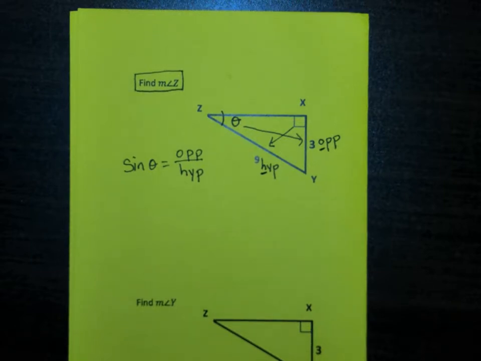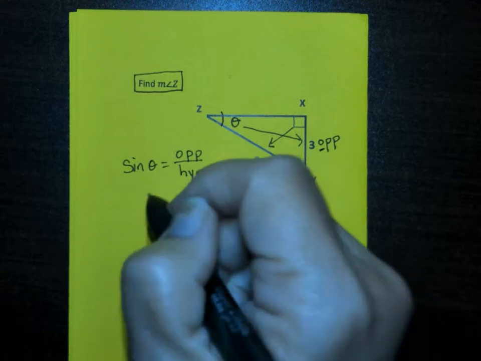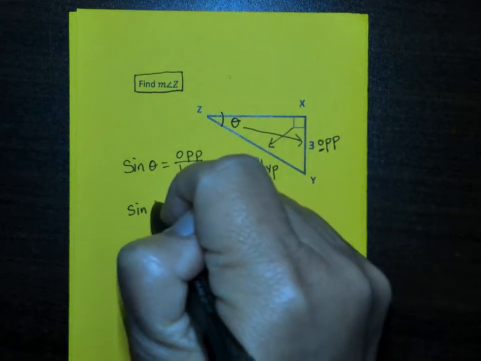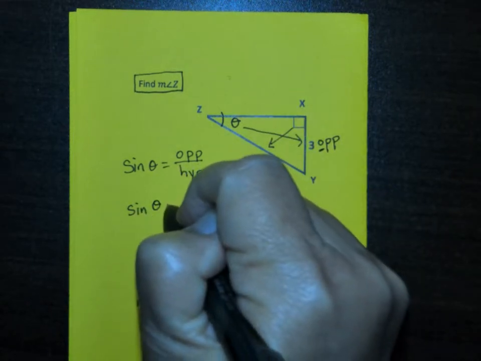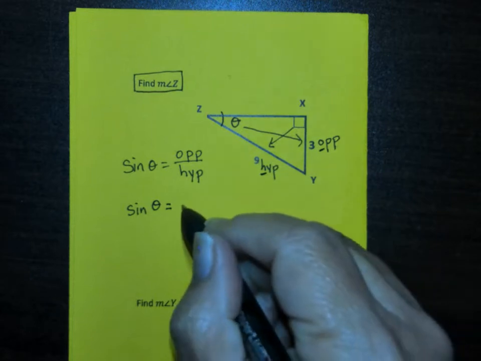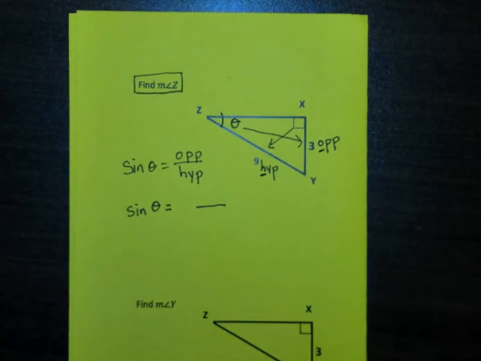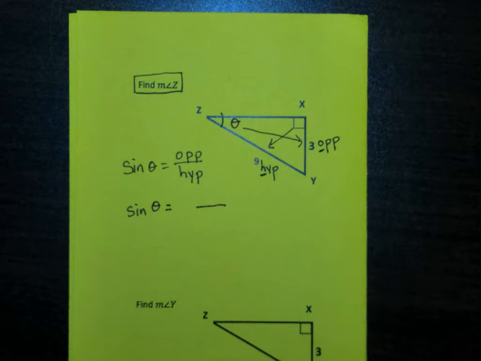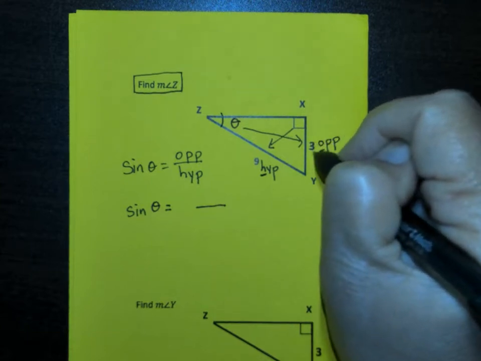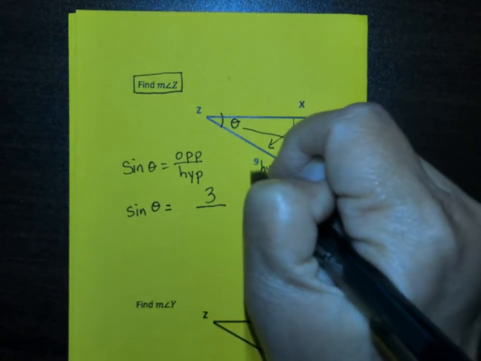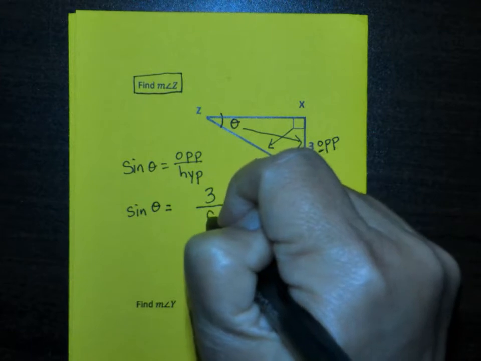And now I'm going to fill in all the parts that I know. So I'm going to write down sine. I don't know what theta is, so I draw theta, equals, and then leave a little space here. You'll see why in a minute. Put your fraction bar. And then you just have to put your numerator and denominator in the correct places. So the opposite is 3, and the hypotenuse here is 9.